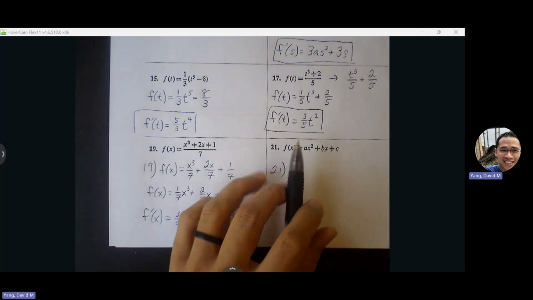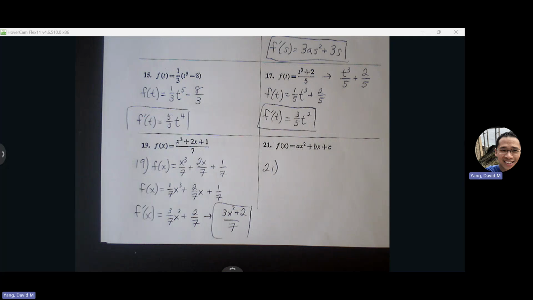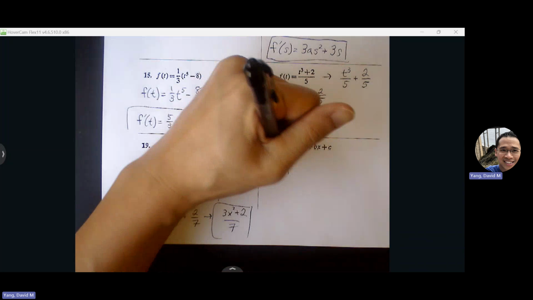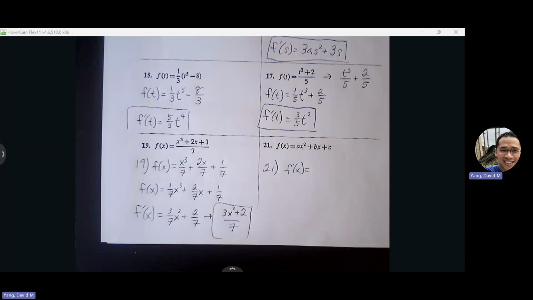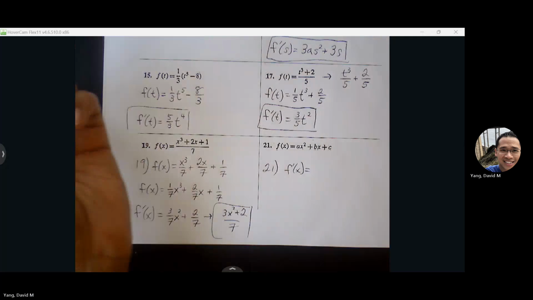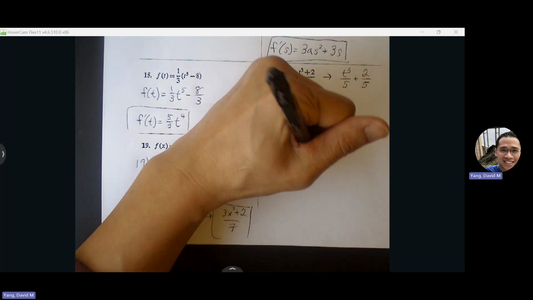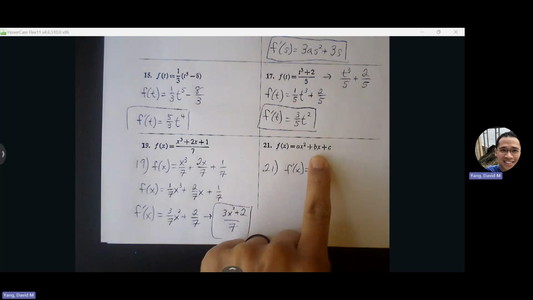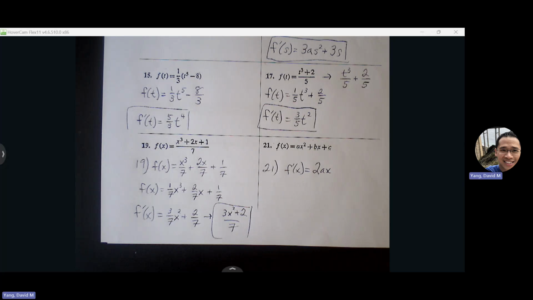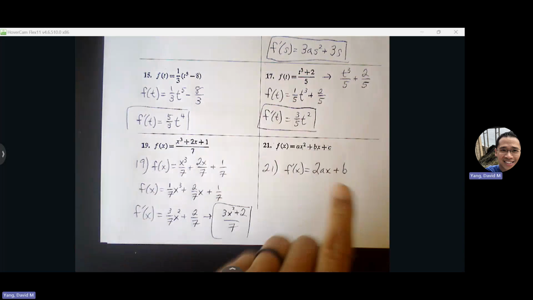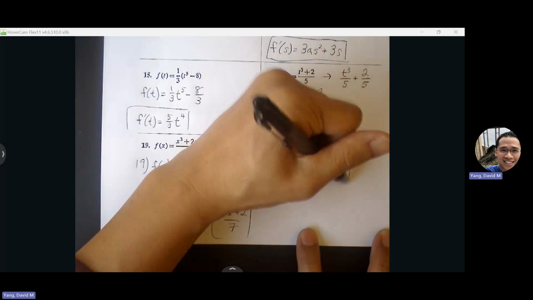Okay, 21. Again, treat A, B, and C like just some unknown number. Pretend A is like 3, pretend B is 5, pretend C is like 6. What's AX squared's derivative? 2AX. What's BX's derivative? Just B. 5x becomes 5. 8x becomes 8. BX becomes just B. And then the C? 0. Good.